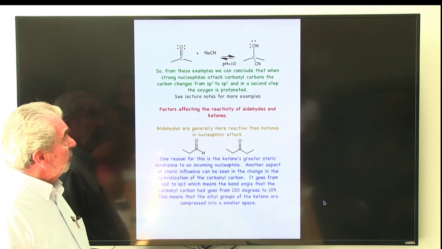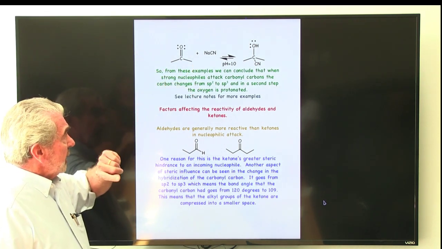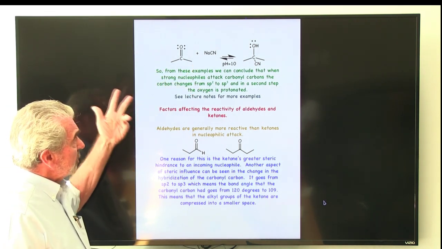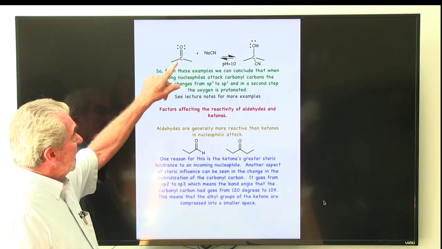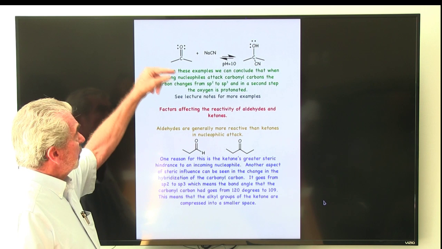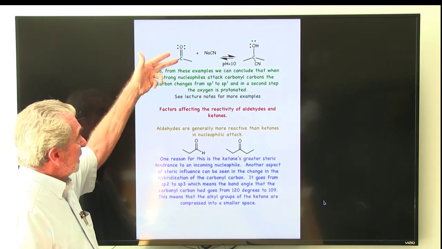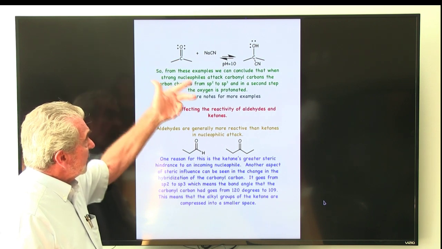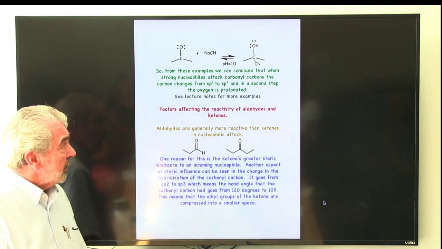Okay, and what we're doing here is we're adding cyanide in the form of sodium cyanide, and it follows just about the same reaction pathway. The cyanide ion comes in as a nucleophile, hits the carbonyl carbon, drives a pair of electrons up to the oxygen. We get the tetrahedral intermediate, and then in the second step we protonate it so that we end up with the final neutral compound.